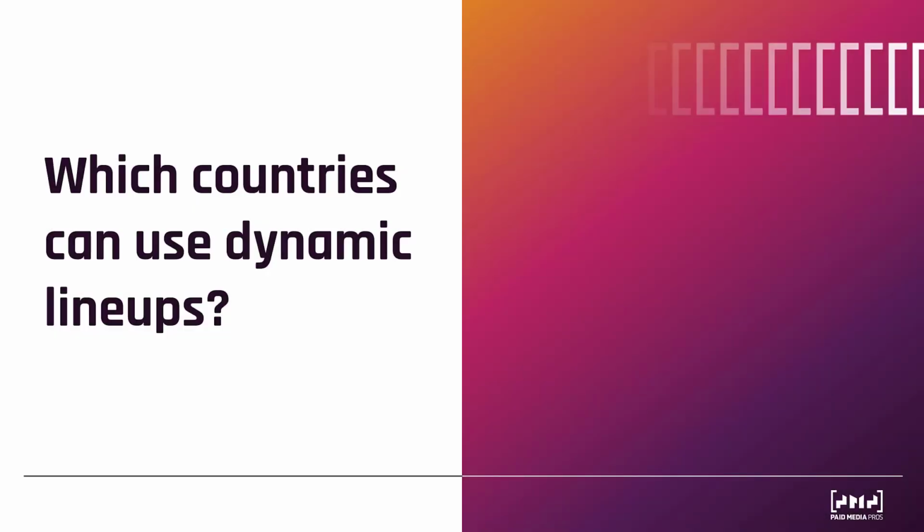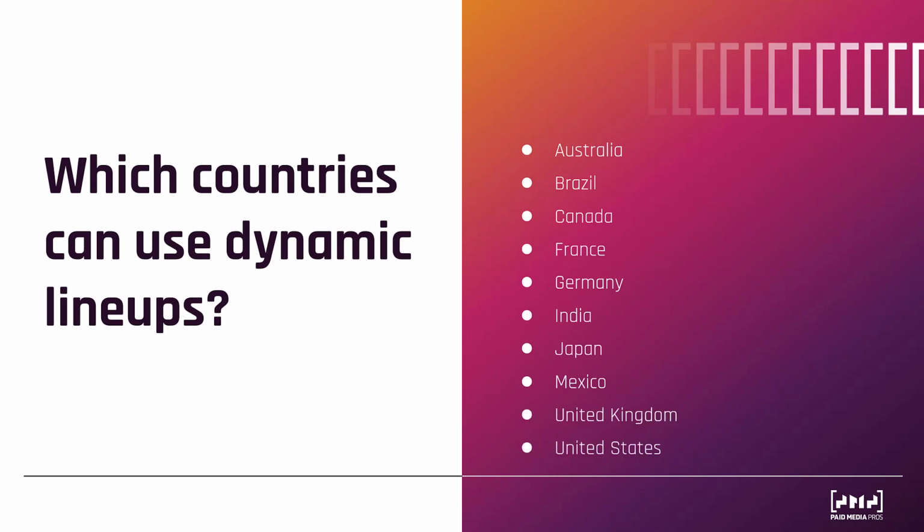Now, I know I just said we would start in Google Ads, but I wanted to mention one thing, and this could save some of you some time depending on where you're watching this video. This is because dynamic lineups are only available in certain countries as of right now. And as we can see on this slide, dynamic lineups are only available in these 10 countries. One would assume that more will come down the line to an eventual worldwide rollout.